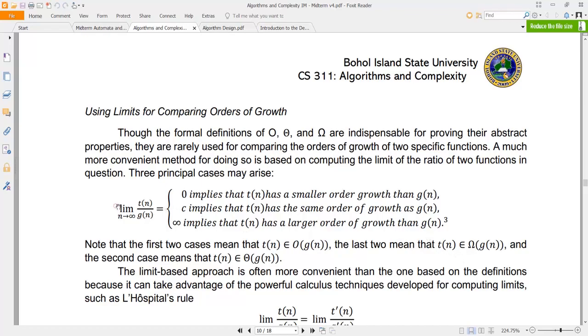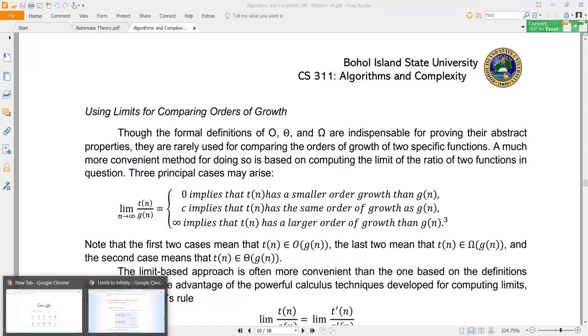So this formula: limit of t of n over g of n as n approaches infinity. So, kung ang result niya is 0, pasabot ana, smaller ang order of growth sa t of n kaysa g of n. While if ang result is a constant or c constant, pasabot ana, same of order of growth silang duha. And lastly, if infinite ang result, masabutan na larger ang order of growth sa t of n than g of n.